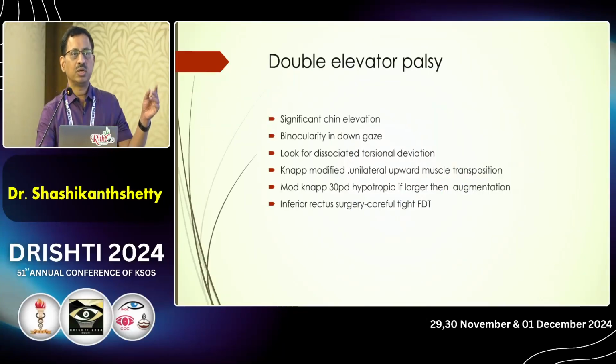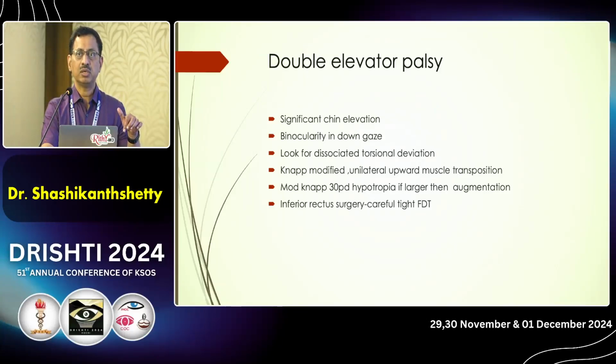As madam has told about the double elevator palsy, when we see a patient with double elevator palsy, look at their chin elevation. Always look for binocularity in the down gaze. That is very important. If the patient is binocular, then you don't need to touch their inferior rectus, because then you're going to create double vision in the down gaze. And look for dissociated torsional deviation in patients with double elevator palsy, because many of these patients can have coexisting DVD, and if you operate on this patient, then there's a possibility of them developing consecutive hyperdeviation. If the angle is 30 PD with a negative FDT, then we do a modified NAPS.